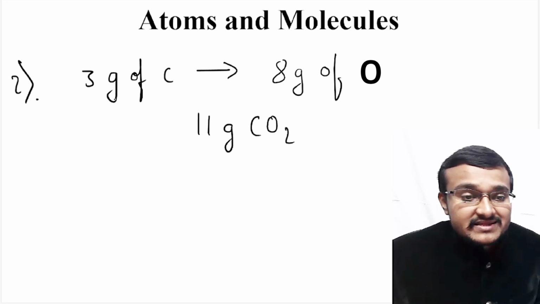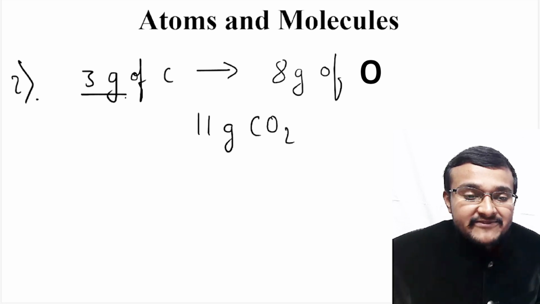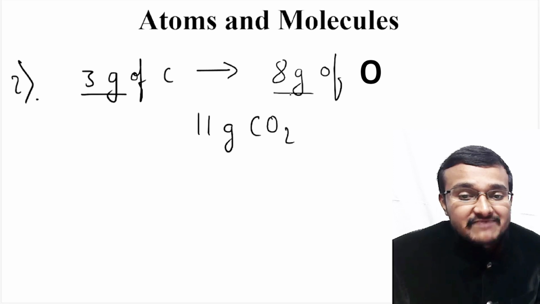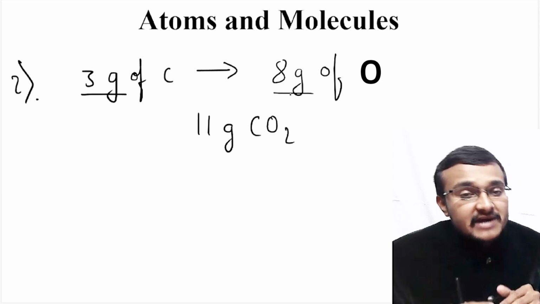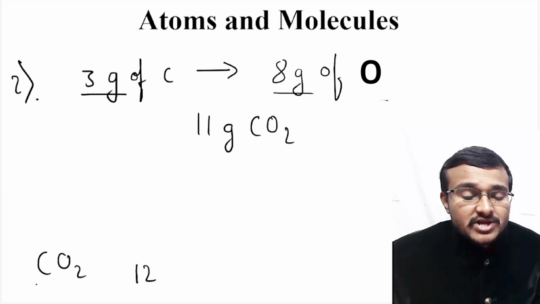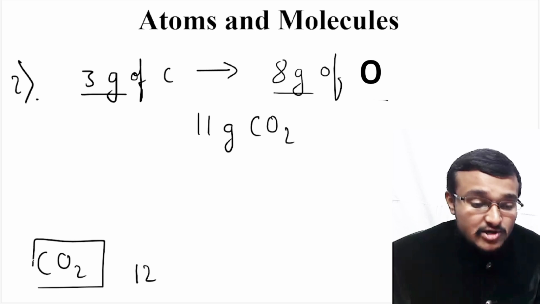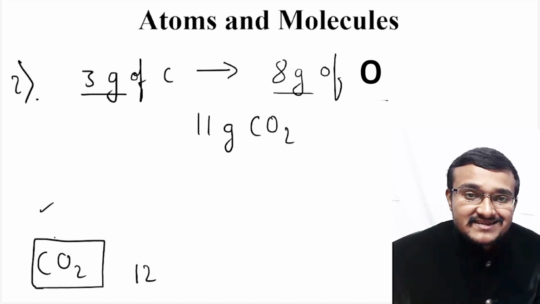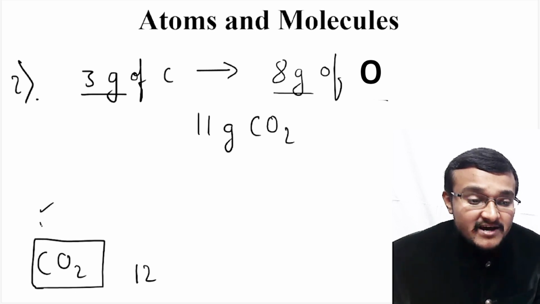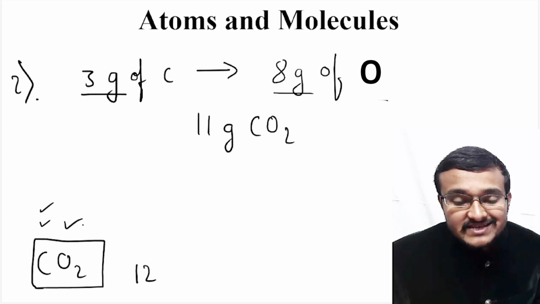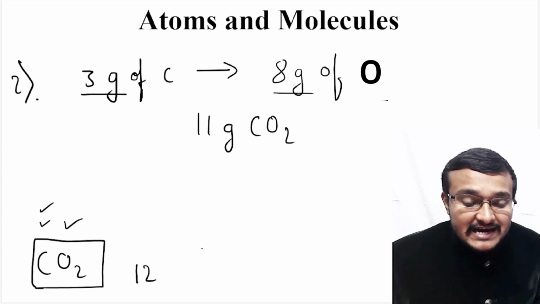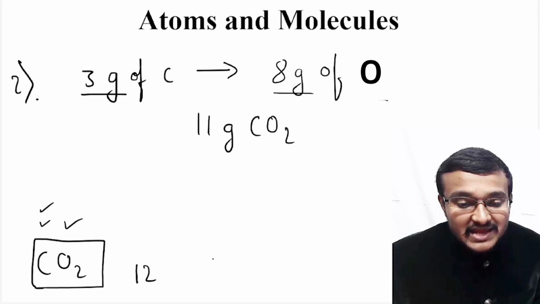So here they are giving a definite proportion of carbon and oxygen to form carbon dioxide. Now here we have carbon dioxide as our compound. You can clearly see carbon dioxide has one carbon atom and two oxygen atoms. So what is the atomic mass of carbon? The atomic mass of carbon is 12, and the atomic mass of oxygen is 16, and two oxygen atoms are there.